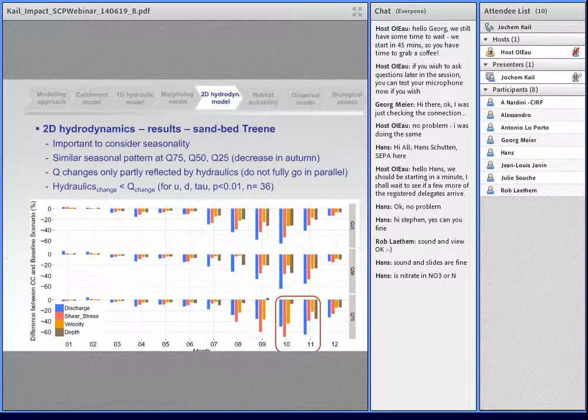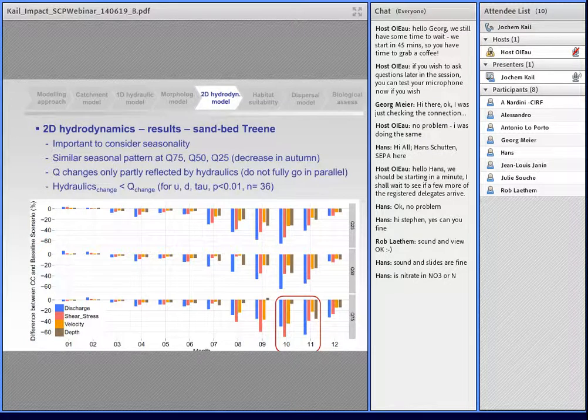This is another way of looking at the discharge changes and comparing them to the changes in the hydraulics, because this graph shows you the difference between the climate change and the baseline scenario. So all values are negative because discharge is decreasing. Of course, also all the hydraulic variables are decreasing. But it nicely shows that for all the three hydrological variables, we have the same pattern, so the same degree of decrease in the summer and autumn months.